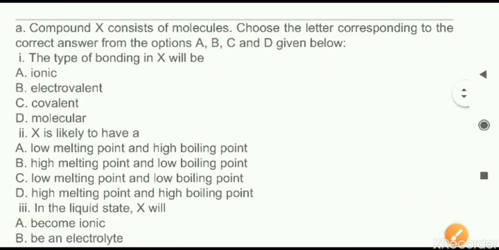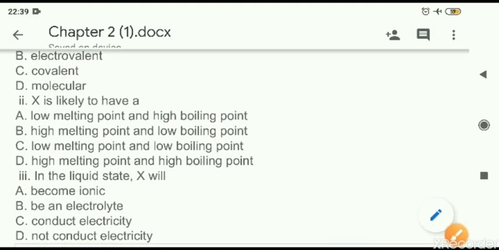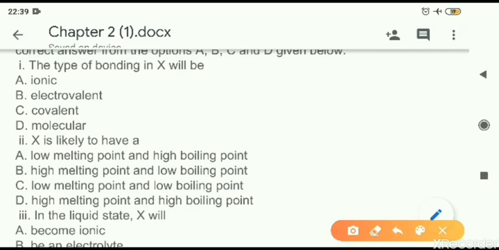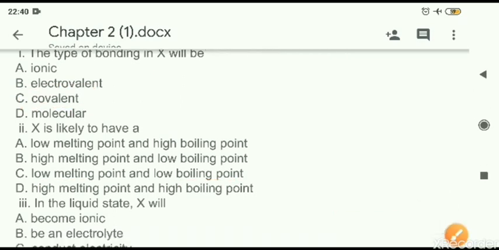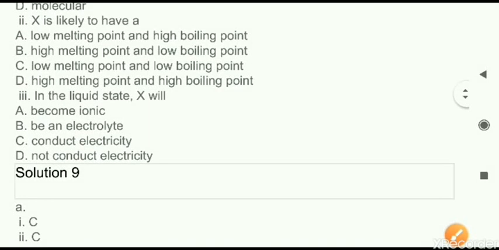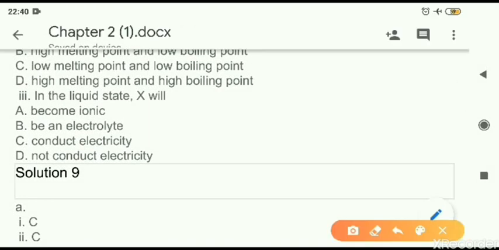So by that, it is a very simple question now. If you have applied it that way, it is very simple. So the type of bonding in X is covalent. Next, X is likely to have, in covalent bonding, what melting and boiling point? Melting point is low, boiling point is also low. Next, third part: in the liquid state X will be... not ionic. It is not an electrolyte, it is not conducting electricity. The answer is D part, X will not conduct electricity. The remaining 3 are properties of ionic compounds, and the last property is of the covalent compound.